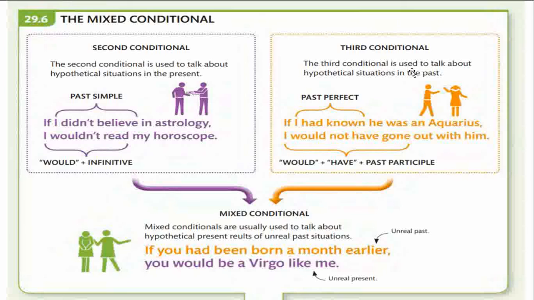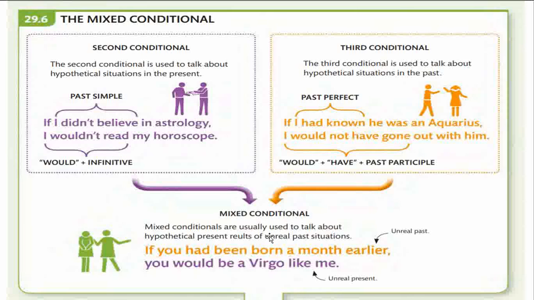The third conditional is used to talk about hypothetical situations in the past, the unlikely situation. If I had known he was an Aquarius, I would not have gone out with him. So that means that cannot be changed. That's an unlikely condition. Would plus have plus past participle. Now let us combine both and see what new situation is formed.